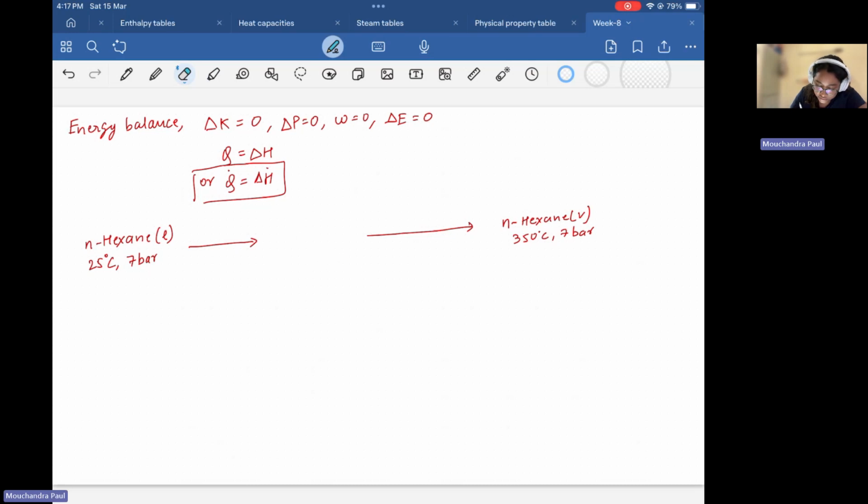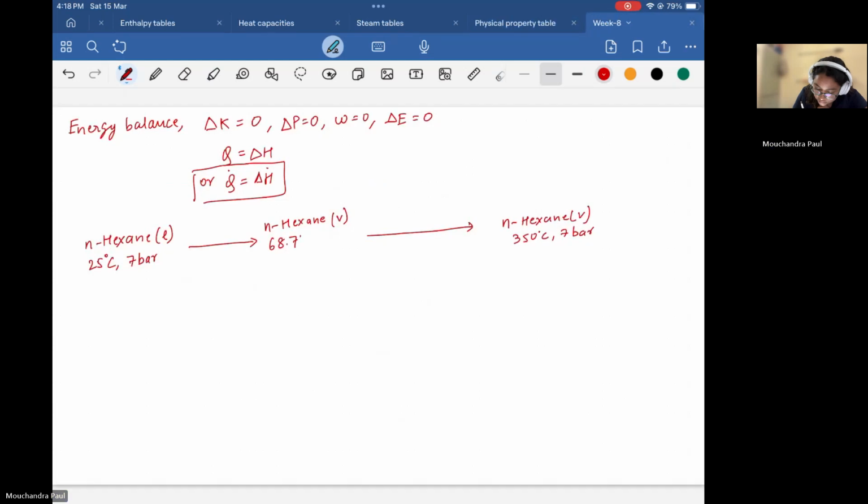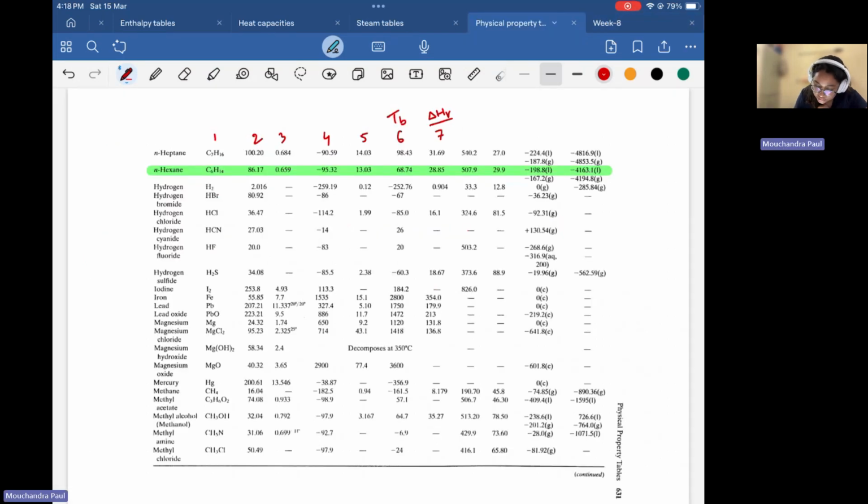whose information we already have. So n-hexane will convert to vapor at 68.74 degrees Celsius. What's the pressure?